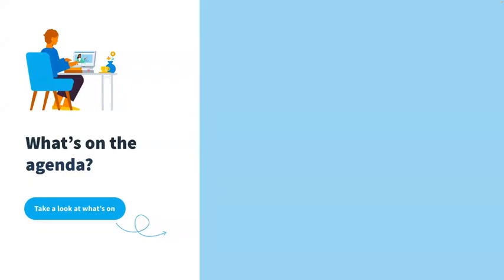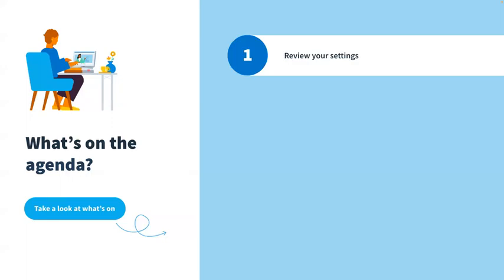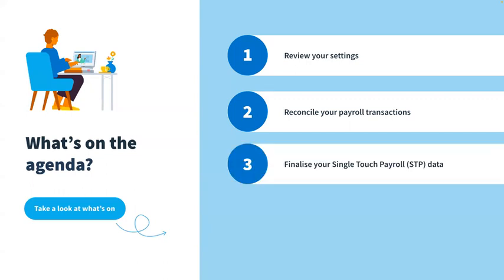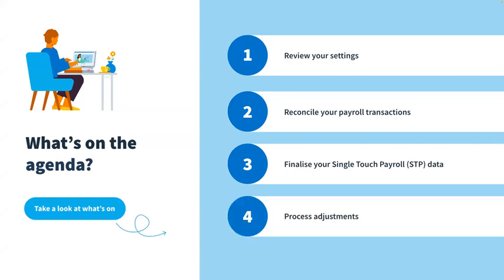So as mentioned, today I'll be going through each of the 4 steps that we recommend for completing your year-end payroll. First, we'll look at reviewing important details in Xero, like your business and employee details. Next is to reconcile. Before finalizing anything for year end, it's important to make sure everything reconciles. So I'll show you which Xero reports to run. I'll then talk about the STP finalization process. And we'll finish off by looking at adjustments that may need to be made, which will be the last step of our process.